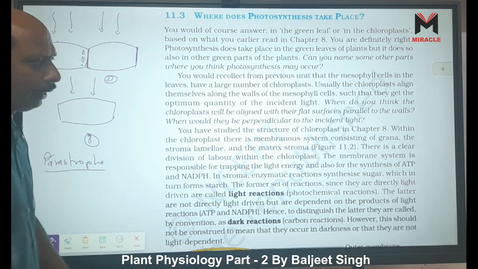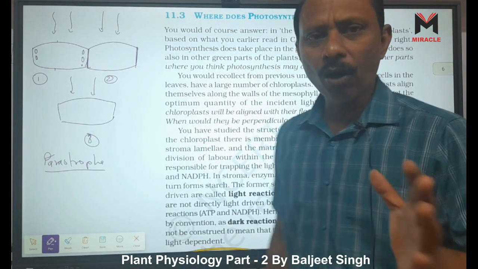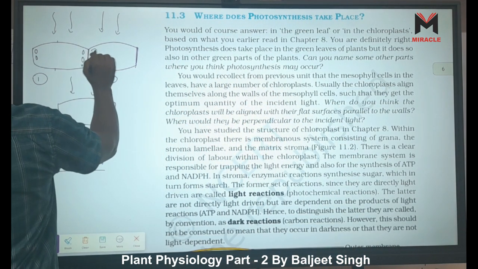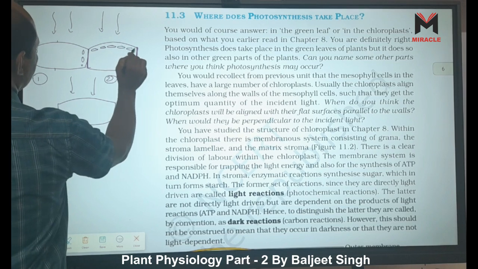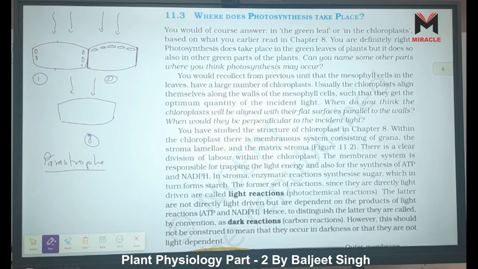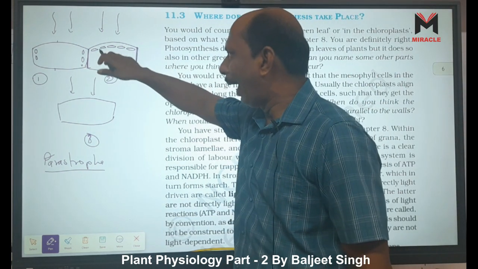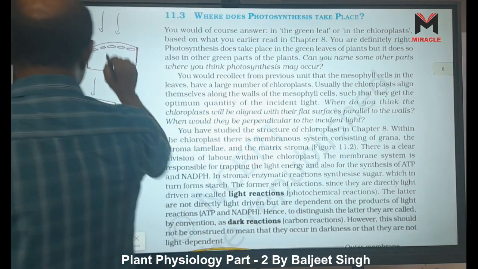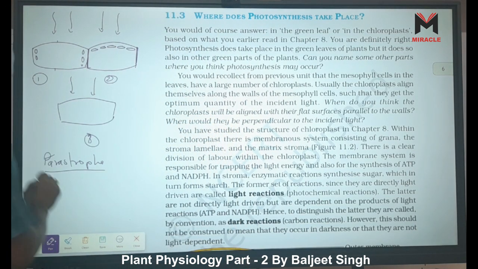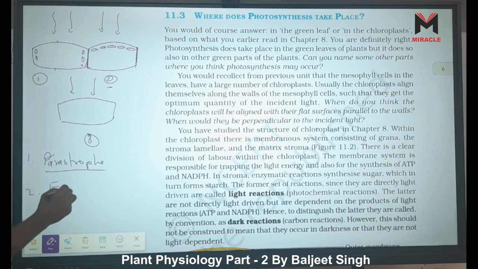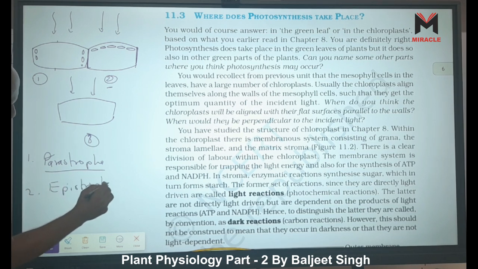Second, when the intensity of light is low, below optimum, then what happens? These chloroplasts align perpendicular, at a 90-degree angle, to the epidermis, toward the apical wall, right? So this one is called epistrophy. This one is first, and now the second one is called epistrophy condition. They are perpendicular.